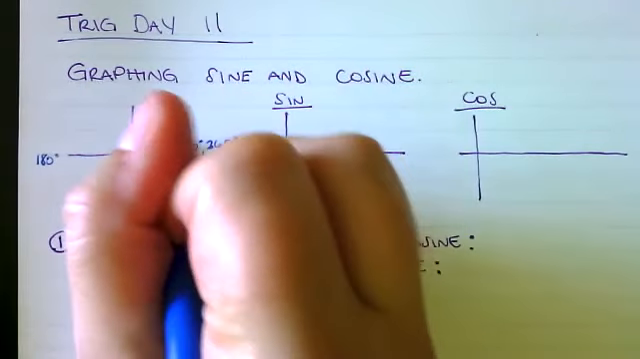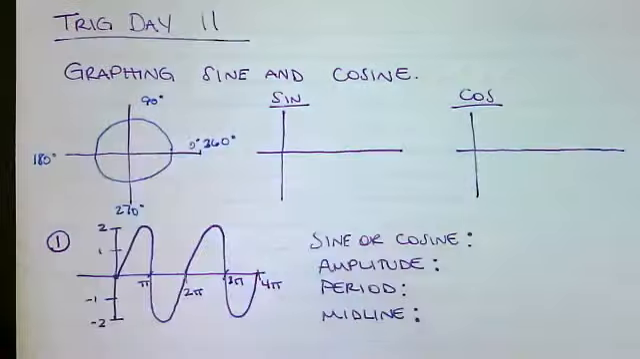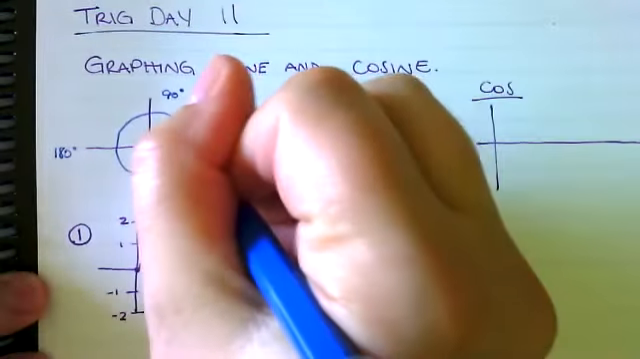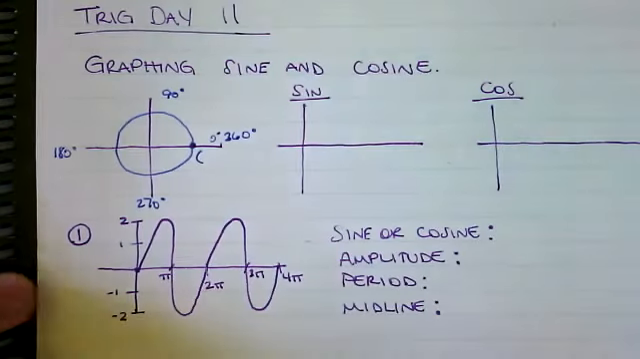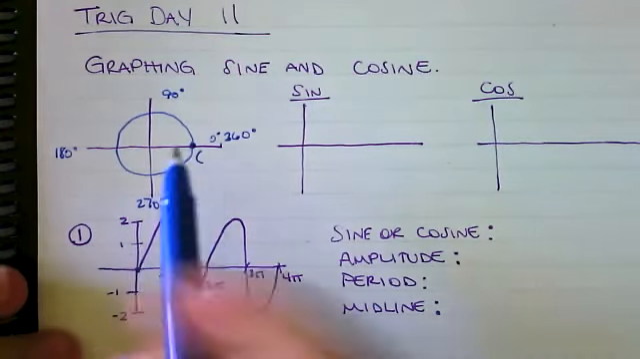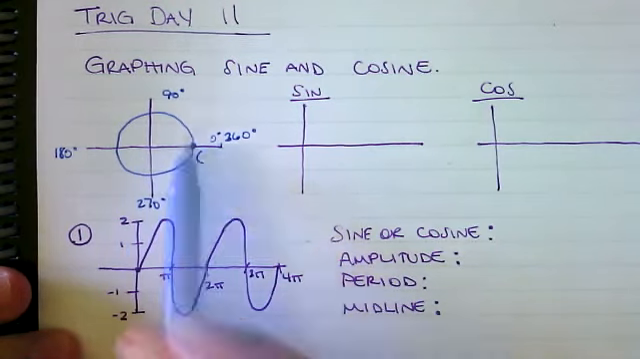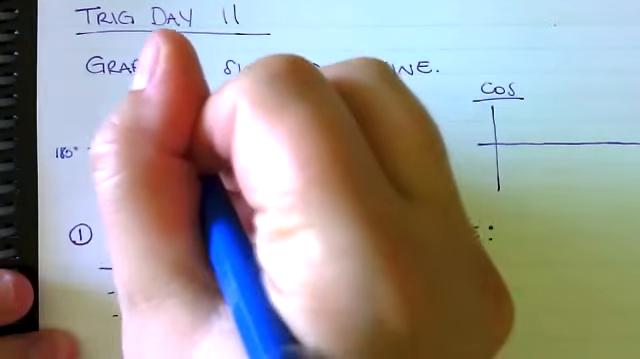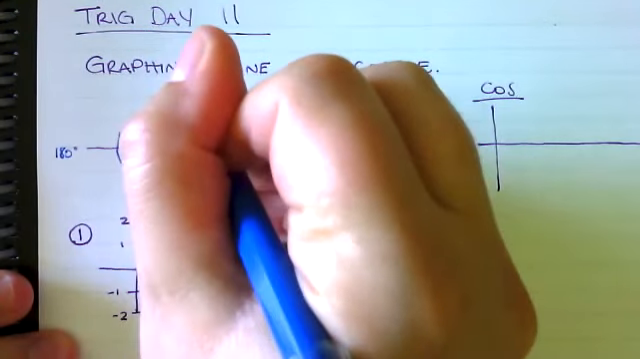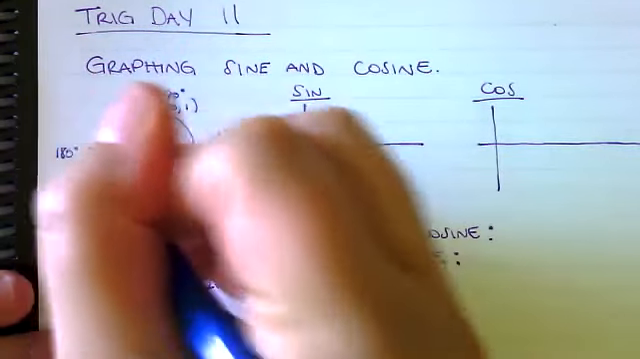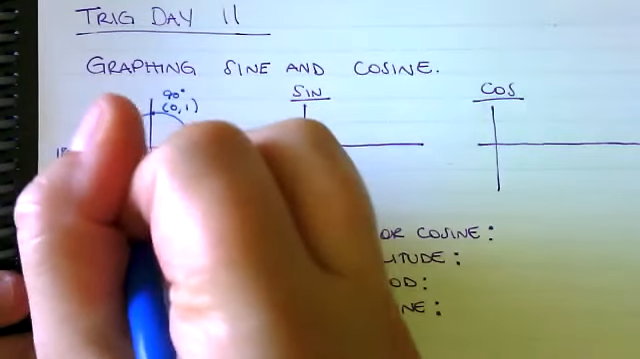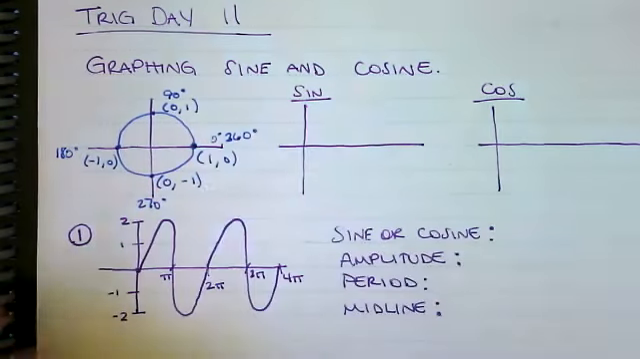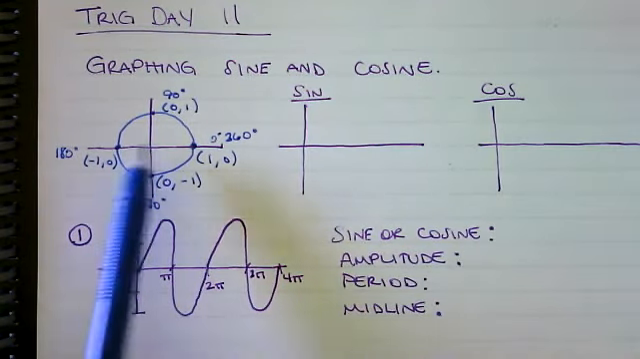Okay, so if we're using the unit circle here, remember, these all have points. This point here, remember, it's the unit circle, so it's 1 unit away from the center. So this point right here is going to be our 1, 0. Up at 90 is going to be 0, 1. 180 is going to be negative 1, 0. And then 270 is going to be 0, negative 1. So that's just our points from our coordinate grid.